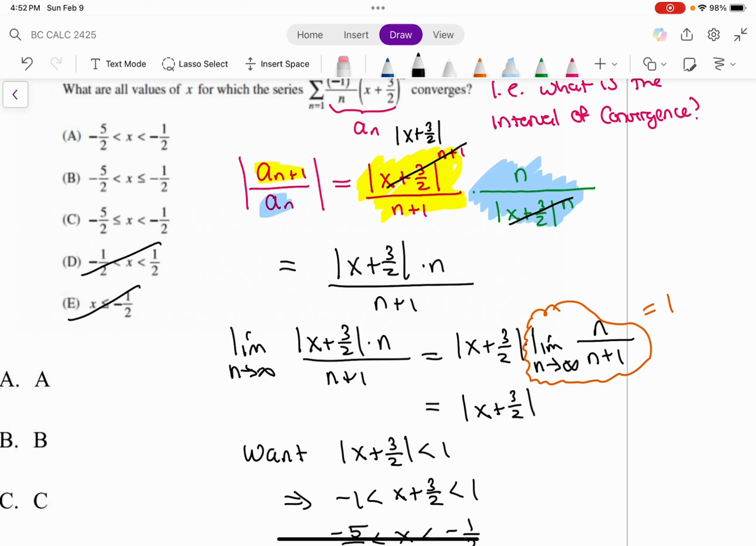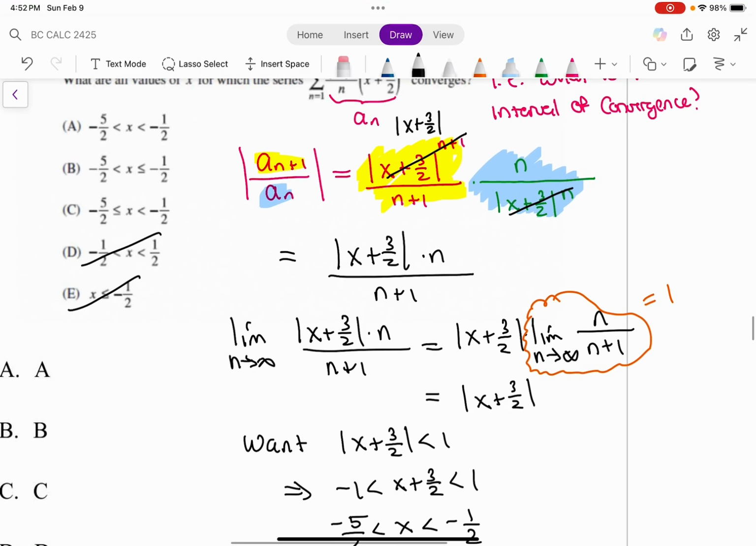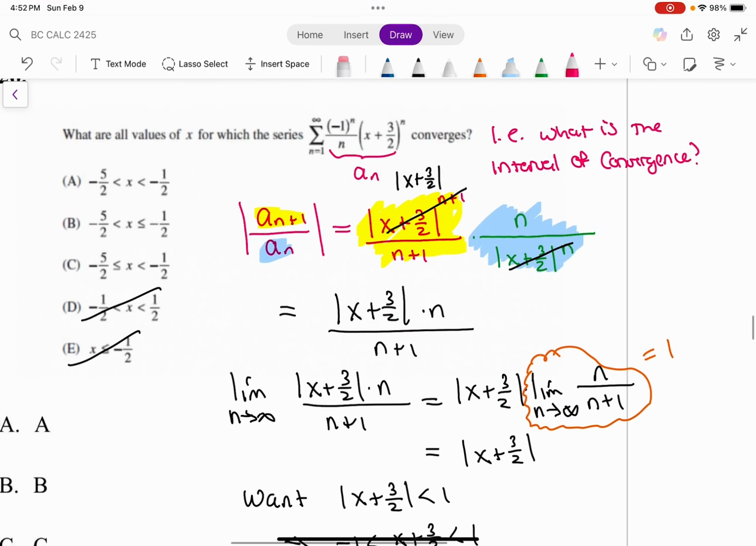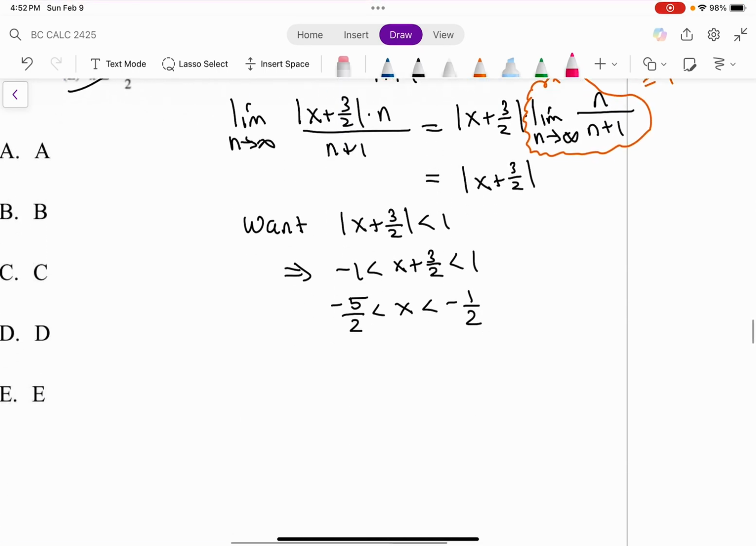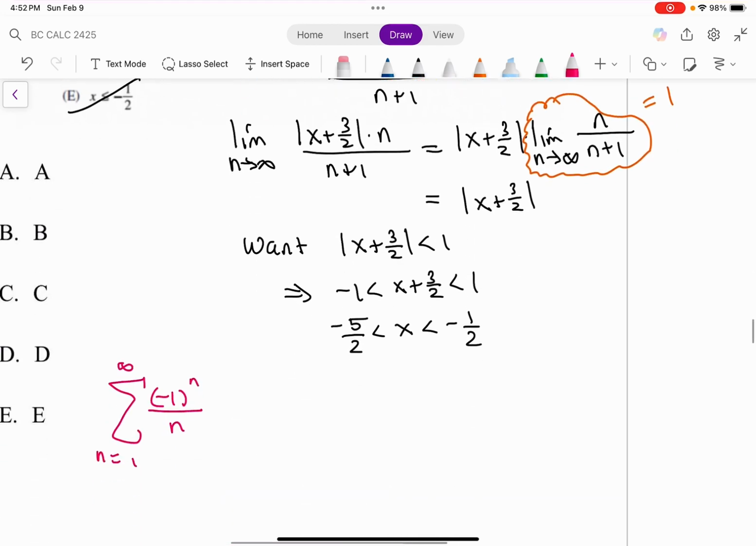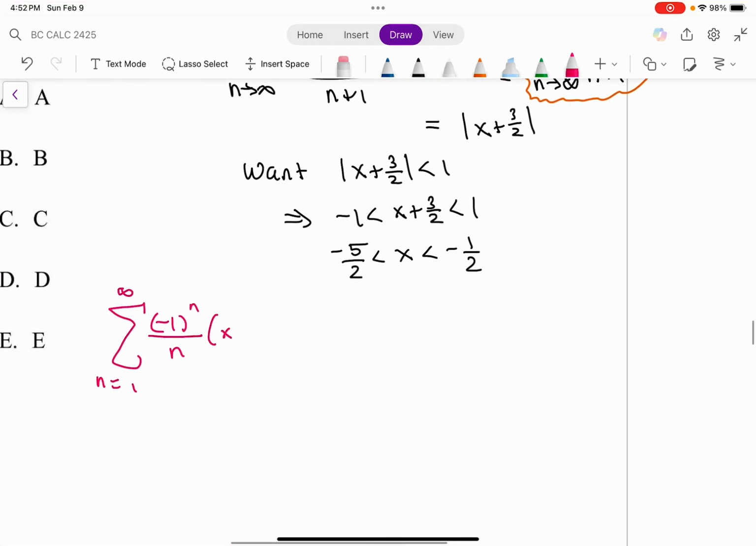Unfortunately, A, B, and C all have the numbers in common. It's the endpoints that we get to check. So this problem really is making us go the whole distance. So I'm going to copy down the series again. I've got to check the endpoints though, right? So my series looks like this, x plus 3/2 to the n, and I'm just going to replace.